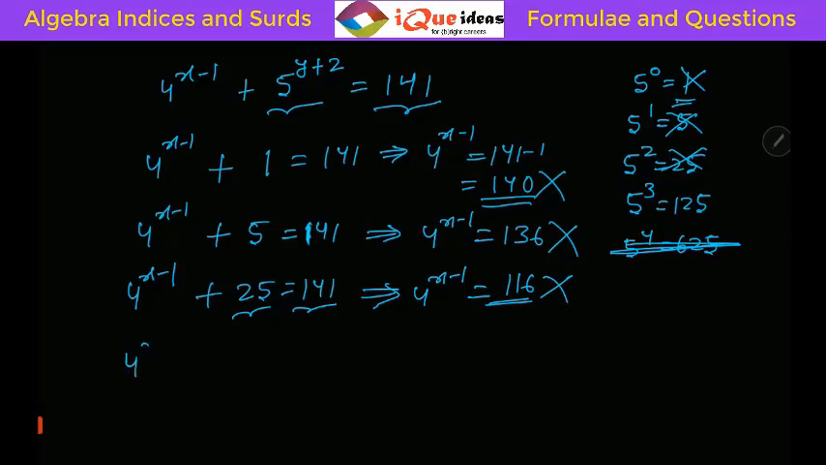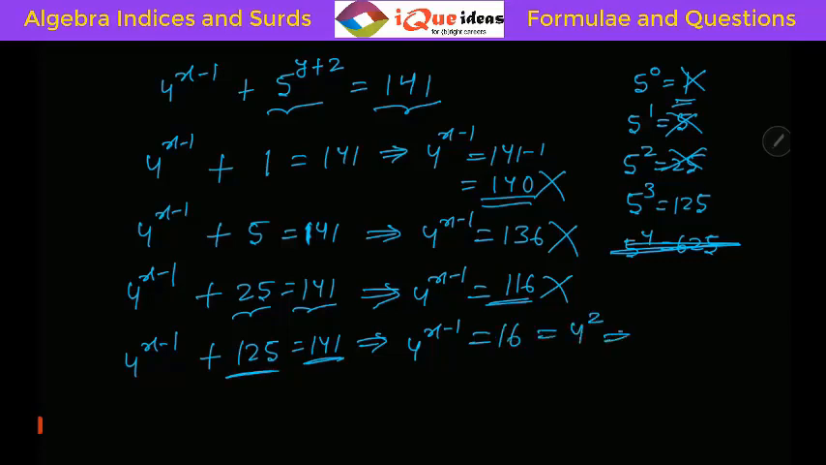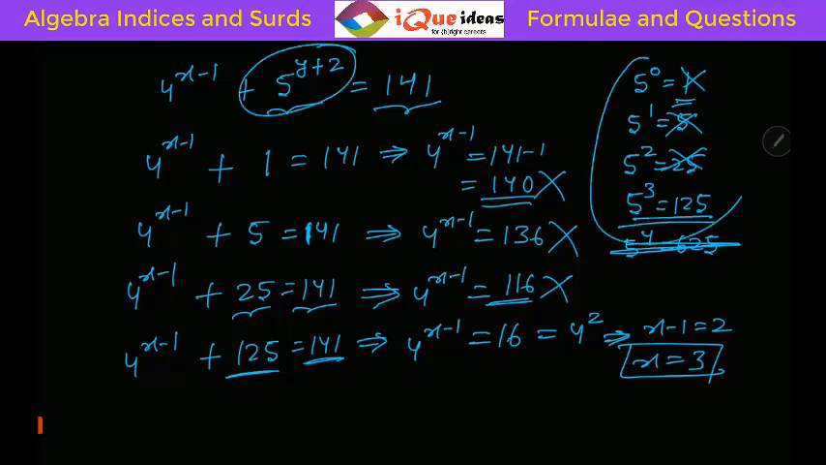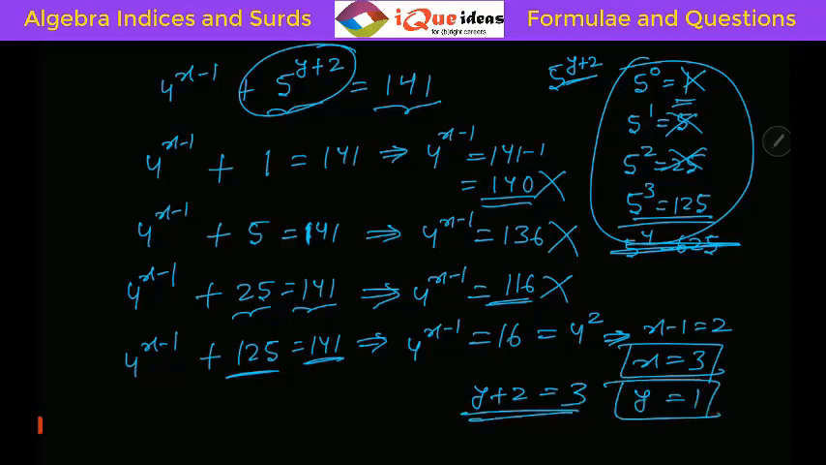Right? Next option, that is 4 raised to x minus 1 plus 125 equal to 141. Now this will give us 4 raised to x minus 1 equal to 141 minus 125, that will be 16. Now 16 is 4 squared, right? So x minus 1 is equal to 2, so x is equal to 3. And we have taken 5 raised to 3 as 125 here, and here the power of 5 was given as 5 raised to the power y plus 2. That means y plus 2 is equal to 3. So this gives us y equal to 1. So we are going to get the same answer in any case.